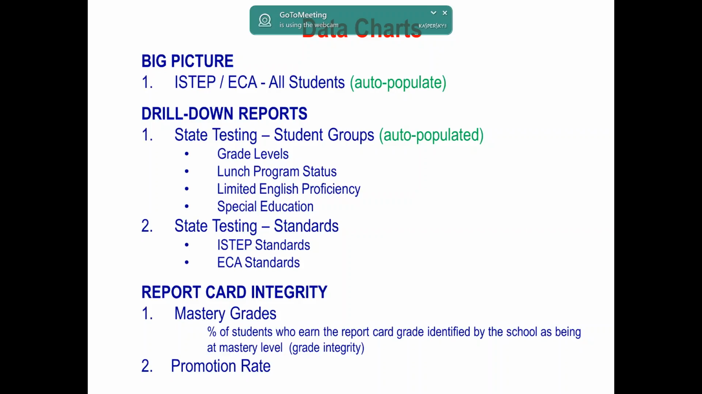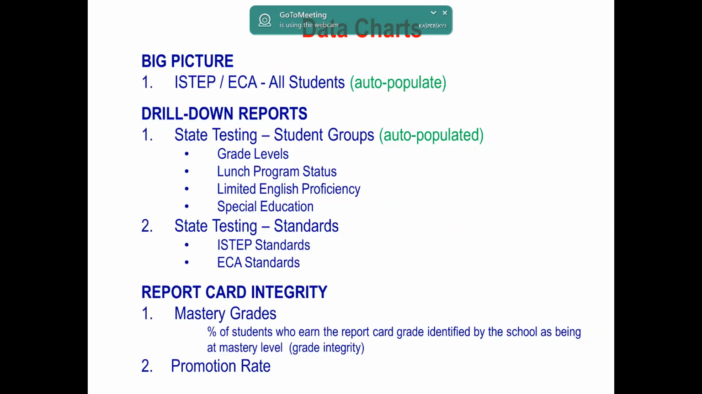Later, we're going to compare the percentage of students who earn that mastery grade to the percentage of students who actually passed I-STEP or ECA. So we're going to kind of do some analysis with that data later. So that's mastery grade data. We wanted to make sure that you were aware of what that meant.